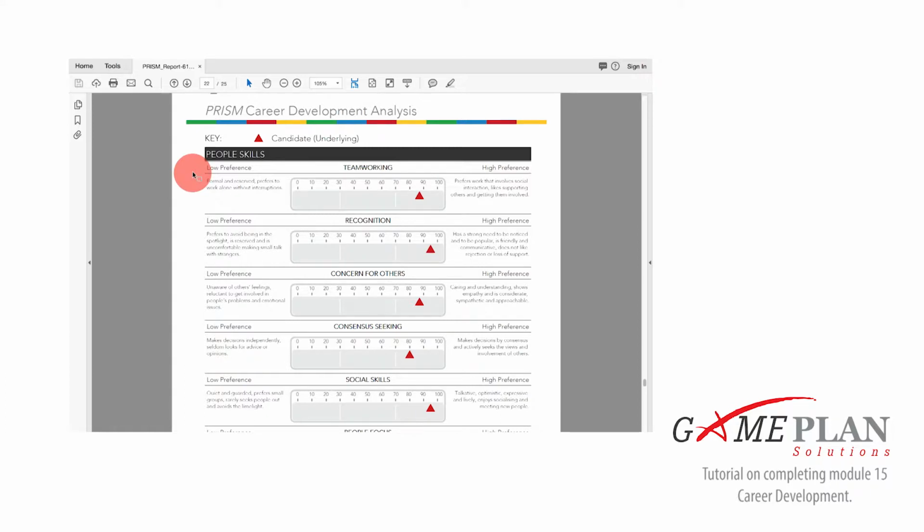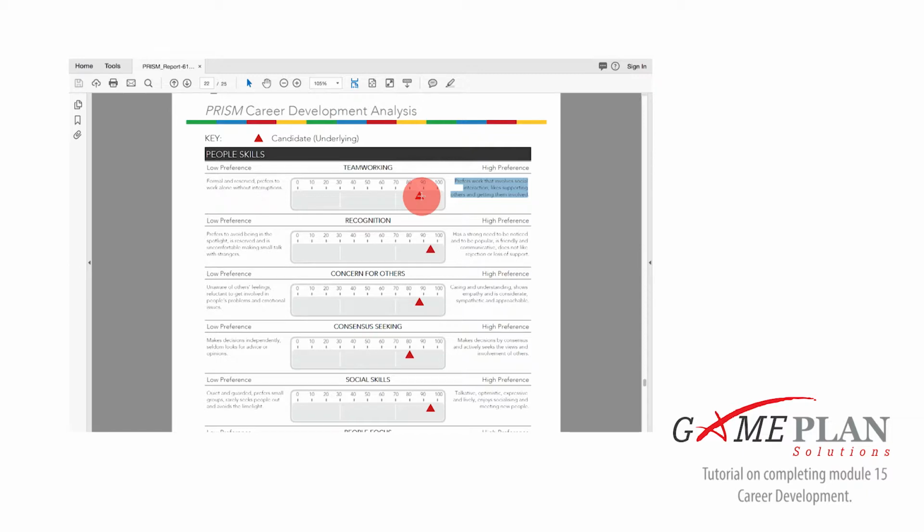The way to use this section is to go through each of the key categories, where you will see a number of different descriptions depicted by a statement regarding a low preference and a statement regarding a high preference on the subject matter. So the first key area here is teamworking: a description of the low preference orientation for teamworking, a high preference orientation for teamworking, and then a little red triangle. Now the little red triangle is you.